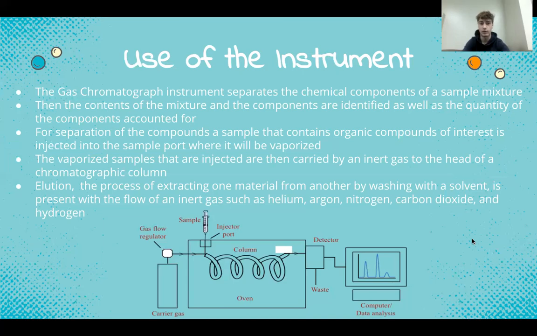And so then we have a new word here, elution. Elution is the process of extracting one material from another by washing with a solvent. So then there's some elution done. It's present within the flow of these inert gases such as helium, argon, nitrogen, carbon dioxide, and hydrogen. And that's used just to get the purity of the compounds within it, so we know specific ones. It helps to separate them.